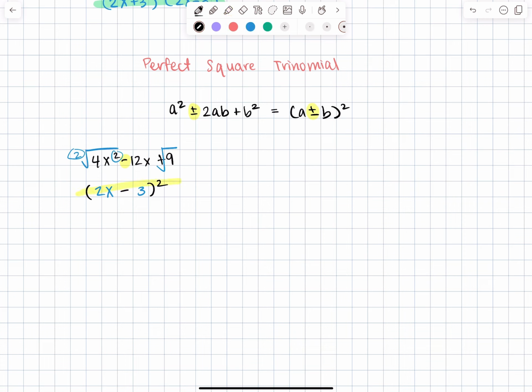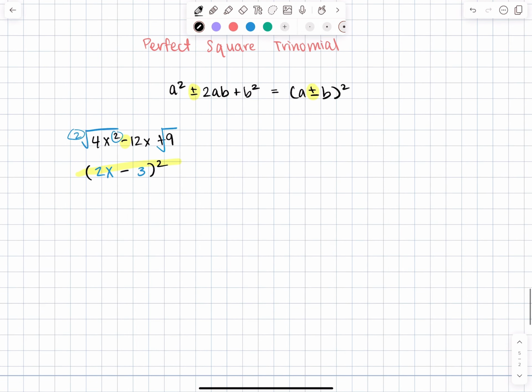So let's look at another example. Let's say we had 25x squared plus 10x plus 1. You take the square root of 25x squared and the square root of 1. The square root of 25 is 5. The square root of x squared is x. And the square root of 1 is just 1. Our sign comes from the middle value, the b value, which is plus, so we have a plus over here. We can write this as 5x plus 1, squared. And that is our final answer.